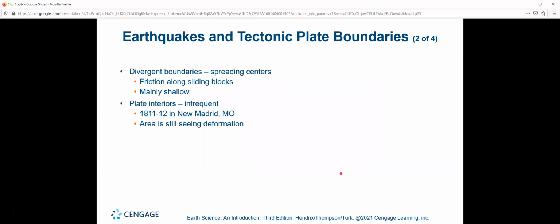Plate interior earthquake here, such as the New Madrid earthquake, I believe in Missouri in 1811. Why do you have a plate interior earthquake? Well, something is causing the interior of that plate to undergo some sort of deformation or motion, thereby causing breakage of the underlying bedrock, release of energy, and damage.